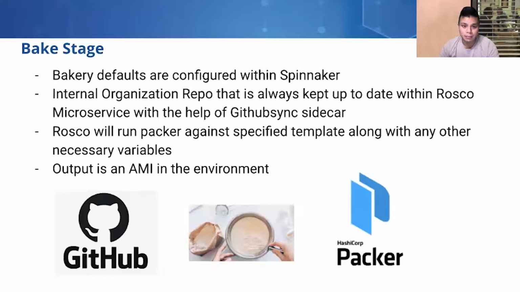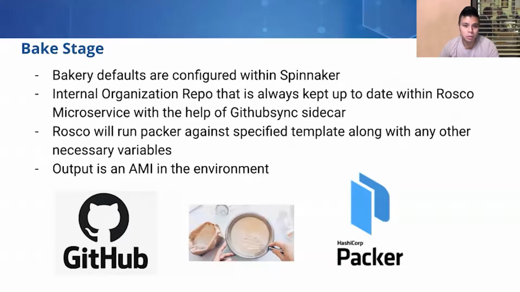Let's dive in. The bake stage is the first step in the pipeline we see. The AWS Bakery will be configured within Spinnaker. You can establish defaults that abstract any complexity and make configuring the pipeline much easier. We can take a look at what this looks like in the next section.